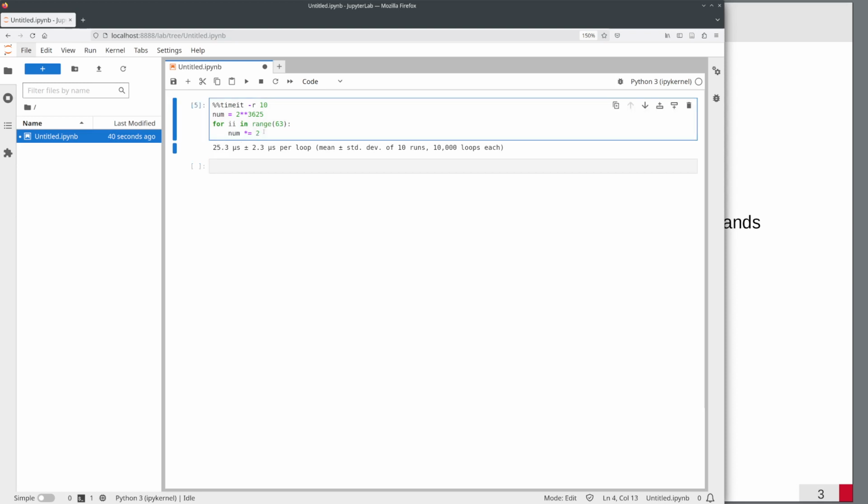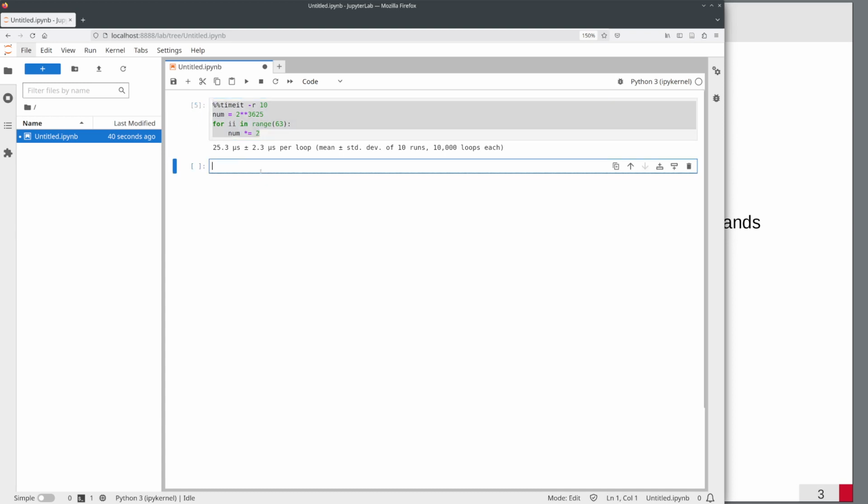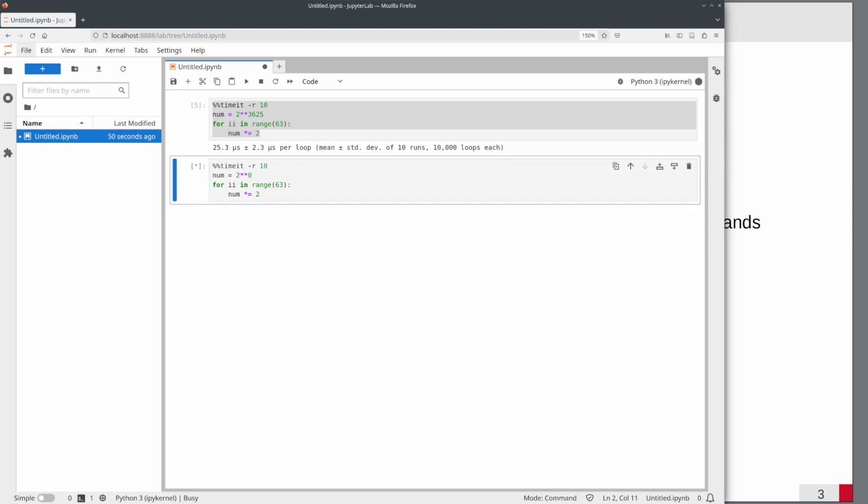Now, if I take the same example again, which you can try in your Jupyter Lab notebook, but I'm starting with a number of 1. So basically I'm starting from 2 to the power of 0, which is 1, and I'm executing this cell again 10 times. The timing is done in the background, and then you see that we are much faster. We are almost 1 order of magnitude faster.